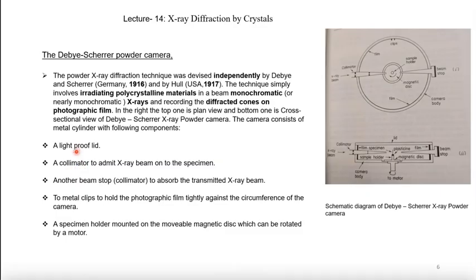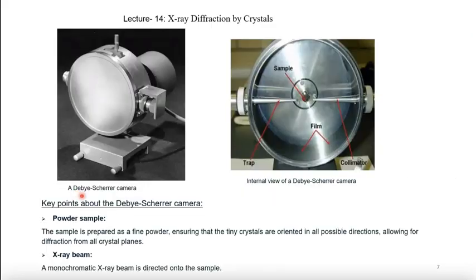So that's what we have talked about: the important elements we have in the camera. And then we go to see how a camera looks like. This is the Debye-Scherrer camera, and here, what I talked about, is a light proof metal disc, and then this is the metal camera. Here the X-ray beam comes in through a collimator, and this is a beam stop collimator again, and there is the motor by which you are rotating it.